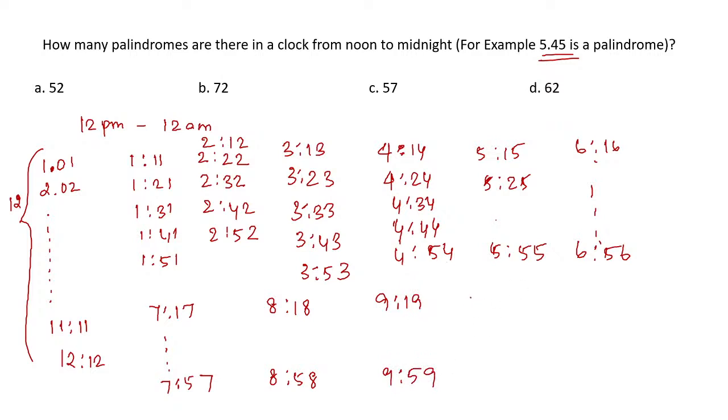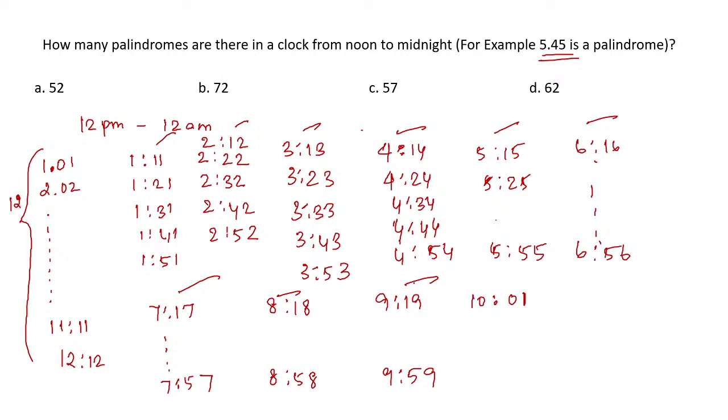You can't take it for 10, correct? Because for 10, you can take only 10:01. I think only 10:01 will be the only palindrome. Apart from this, you don't have any palindrome in 10. Okay? So now that we have 1, 2, 3, 4, 5, 6, 7, 8, 9, that's 9 times 5, which is 45. 45 plus 12 will be 57.